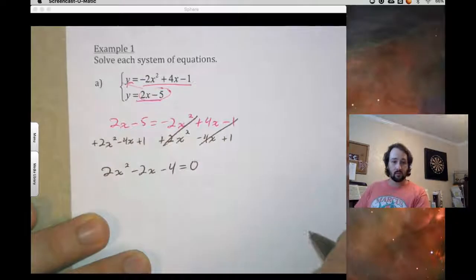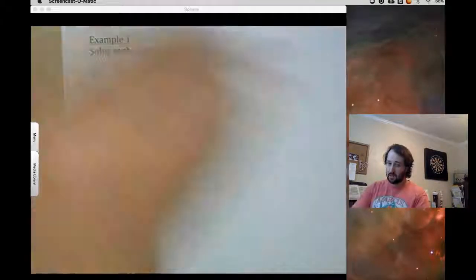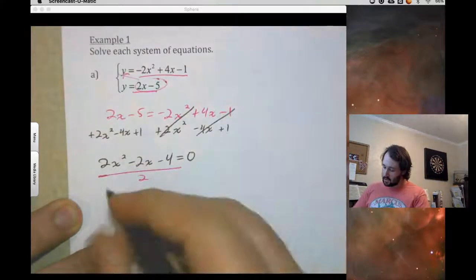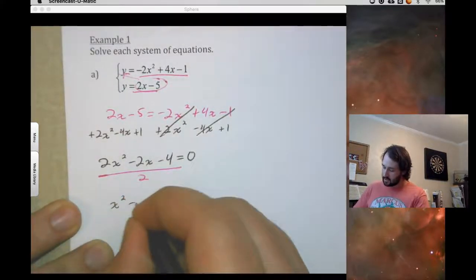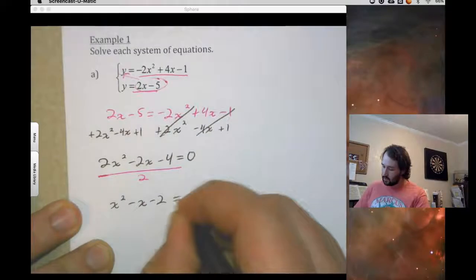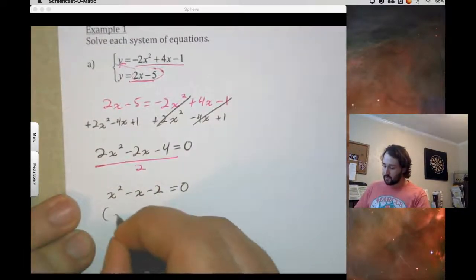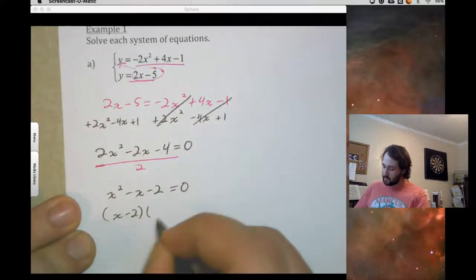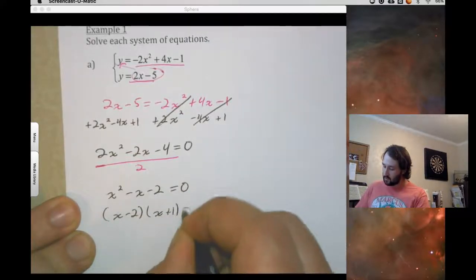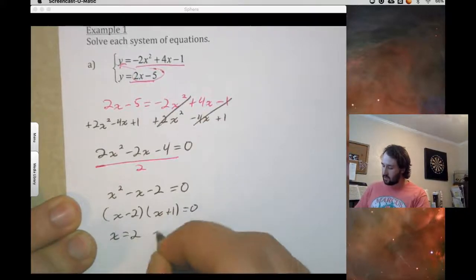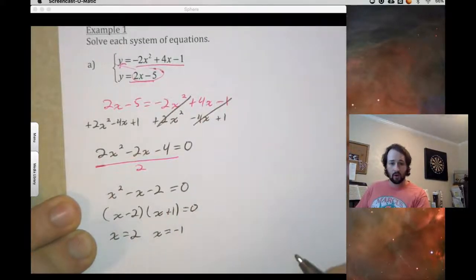Notice that's all divisible by 2. So I'm going to go ahead and divide my entire equation by 2, such that I come up with x squared minus x minus 2 equals 0. Now I can factor this. Factoring is a very fast way of solving these things. So I have x minus 2 times x plus 1 equals 0. I'll get a solution when x equals 2, and I will also have a solution when x equals negative 1.